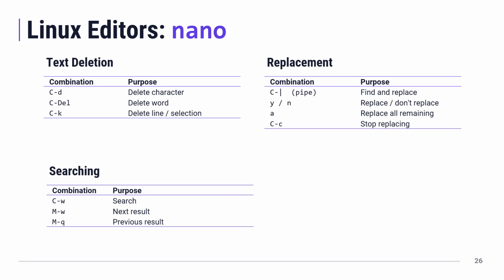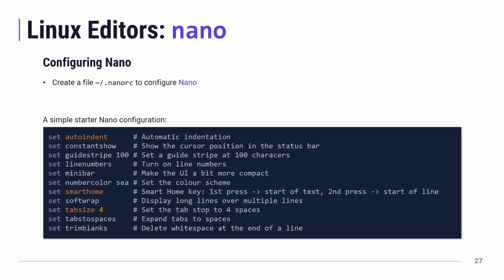Okay, and then again, just some differences with Vim. Control D deletes a character, whereas in Vim it's X. Deleting a word, I have to hold down Control and go all the way up to my delete key, whereas in Vim, it's DW. I've also put a starter configuration in there, so if you want to make Nano a little bit more useful for software development, you can paste that into a file called .nanorc in your home directory, and that'll do things like turn on line numbers and give you a nicer color scheme and so on.